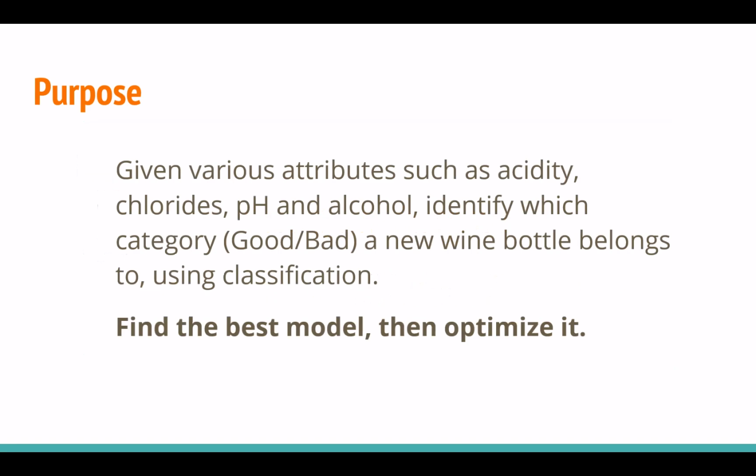So the purpose of this project using the data set is to predict the quality of wine. There's a number of columns. In stats, you might call those variables. In machine learning, you call them everything from attributes to features to columns or vectors, etc. And those include acidity, chlorides, pH, alcohol, etc.